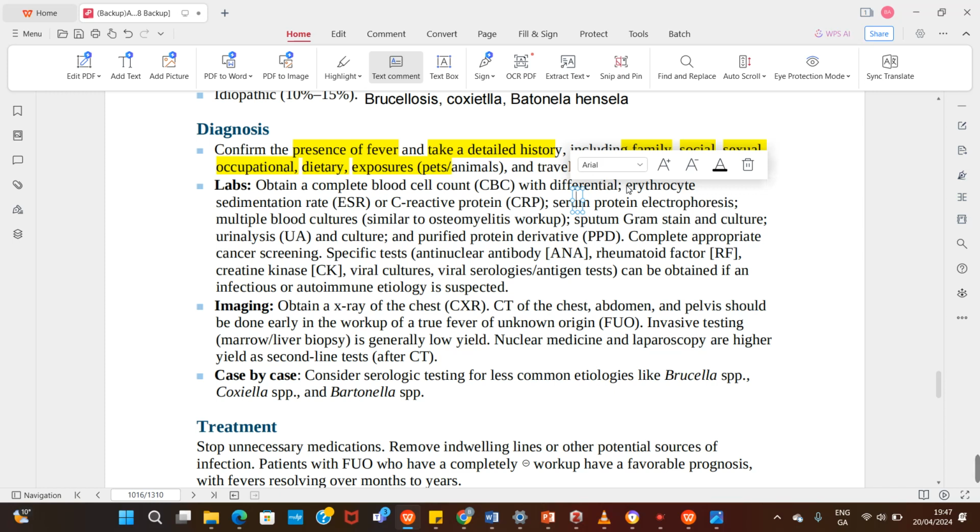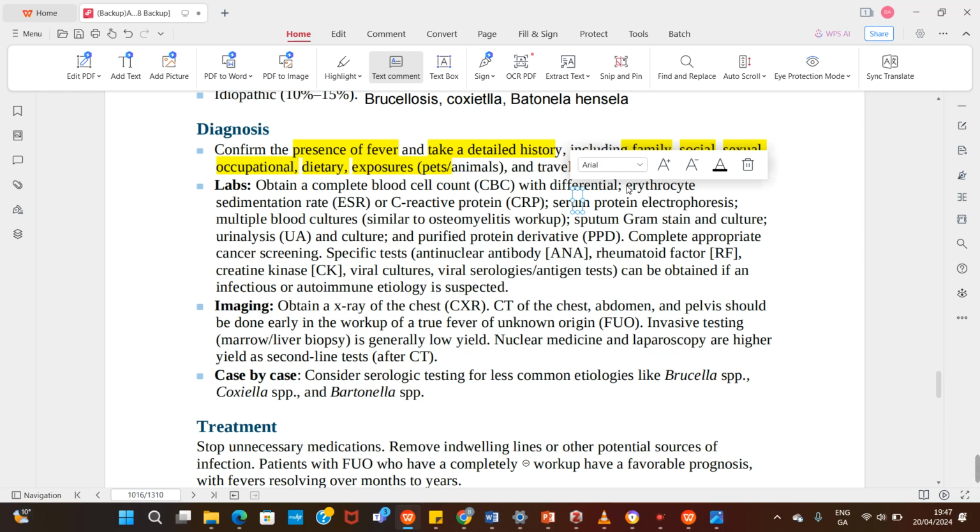tuberculosis, histoplasmosis, sarcoidosis. X-ray can help you. You also must do CT of the chest, abdomen, and pelvis to look for occult abscess. Very important. CT of the chest, abdomen, and pelvis can help us rule out the abscess, right? And if we don't find much and we have a very high suspicion, we can do some nuclear imaging, or we do laparoscopy and enter and look at whatever is there.